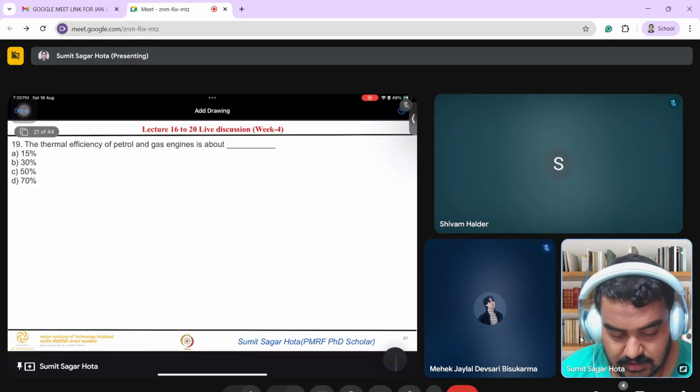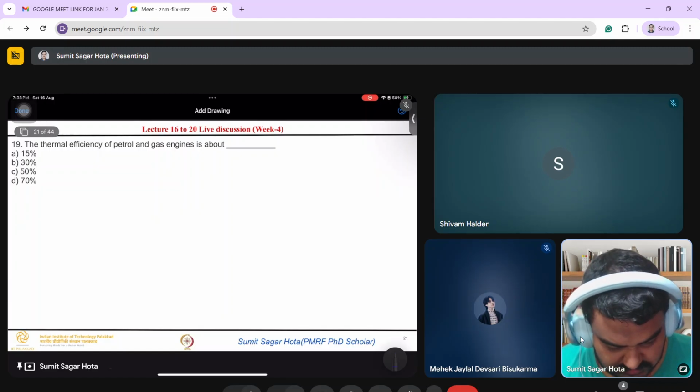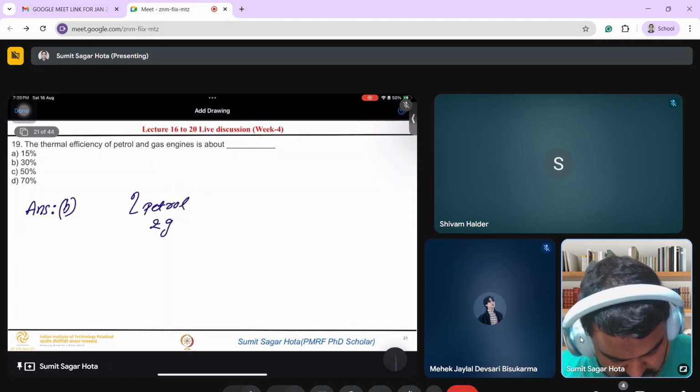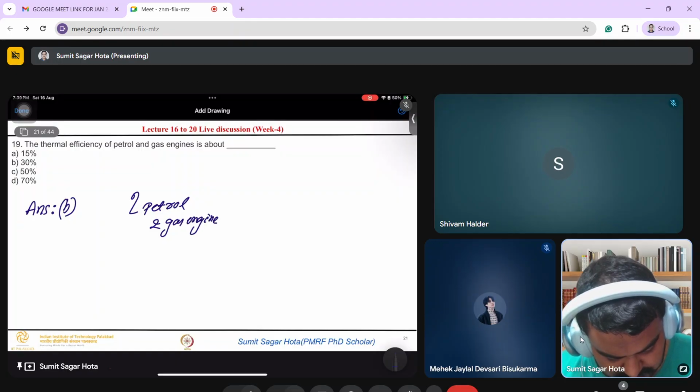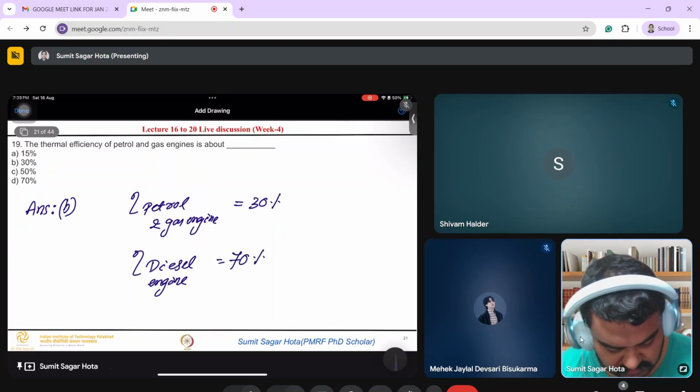Okay, let's go to the next one. The thermal efficiency of petrol and gas engine is about this. These values you should remember. Answer is obviously B, 30%. Efficiency of petrol and gas engine is only 30%, but the diesel engine has very good efficiency, nearly 70%. These values you should remember.